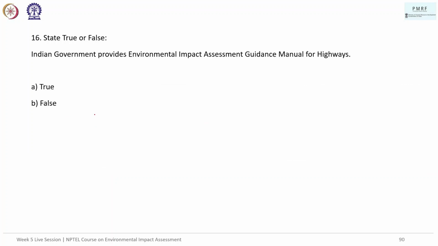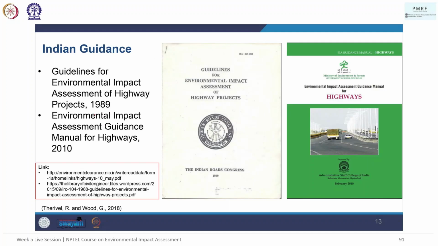Okay. Moving on to the next question. State true or false. Indian government provides environmental impact assessment guidance manual for highways. Is it true or false? Any answers? Okay, we have a couple of answers, and both of you are right. The Indian government does give us guidelines for EIA of highway projects, right?